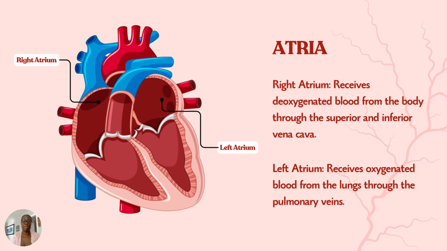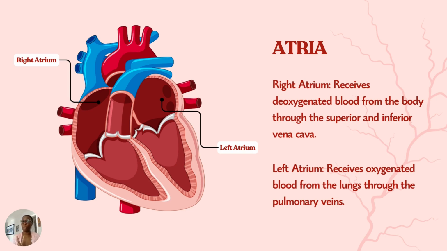And the right atrium is located on the right side of the heart, and its job is to receive deoxygenated blood from the body. So when blood first enters the heart, it is going to the right atrium. Next, we have the left atrium. The left atrium receives oxygenated blood from the lungs, and this will make more sense as we get further into the lecture and we talk about how blood flows through the heart.